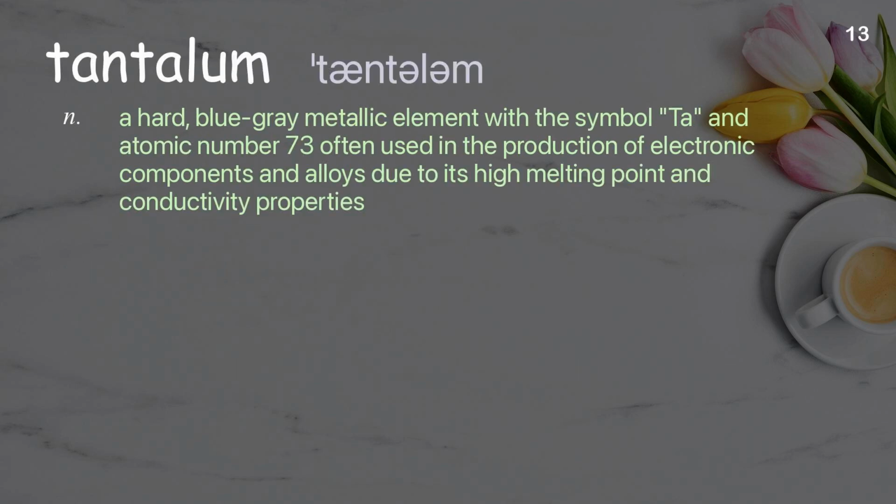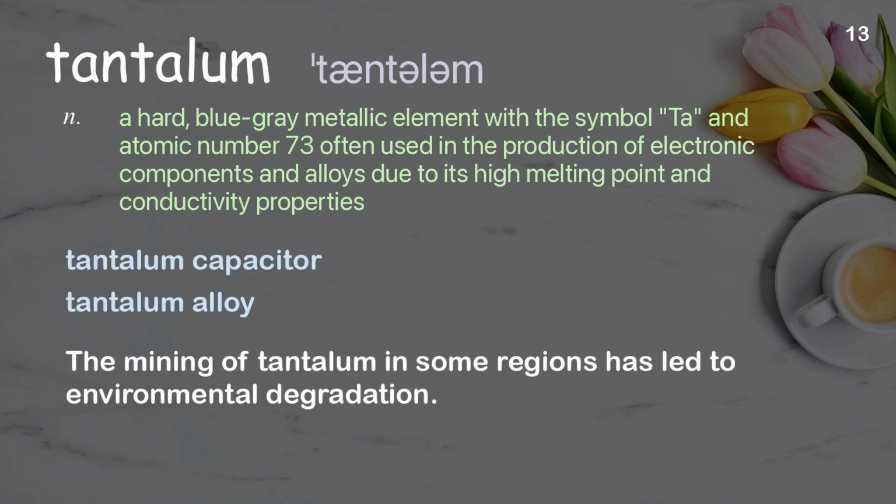Tantalum. A hard, blue-gray metallic element with the symbol Ta and atomic number 73, often used in the production of electronic components and alloys due to its high melting point and conductivity properties. Examples: tantalum capacitor, tantalum alloy. The mining of tantalum in some regions has led to environmental degradation.